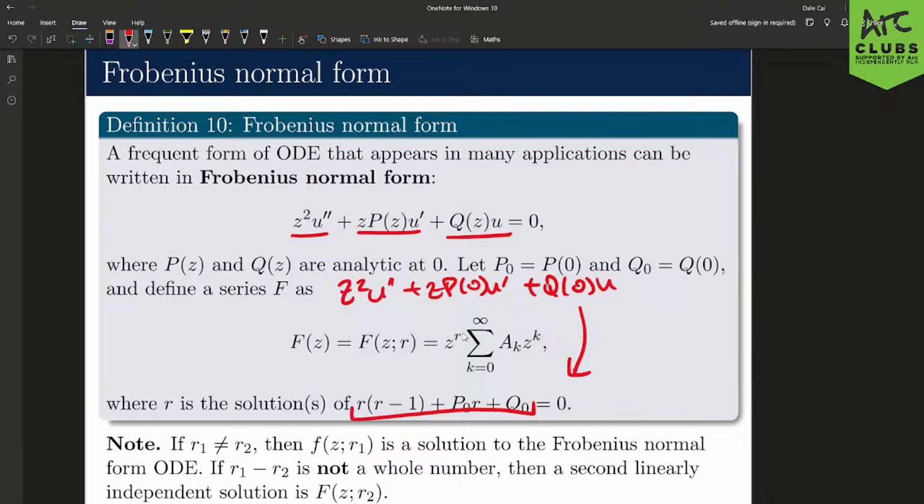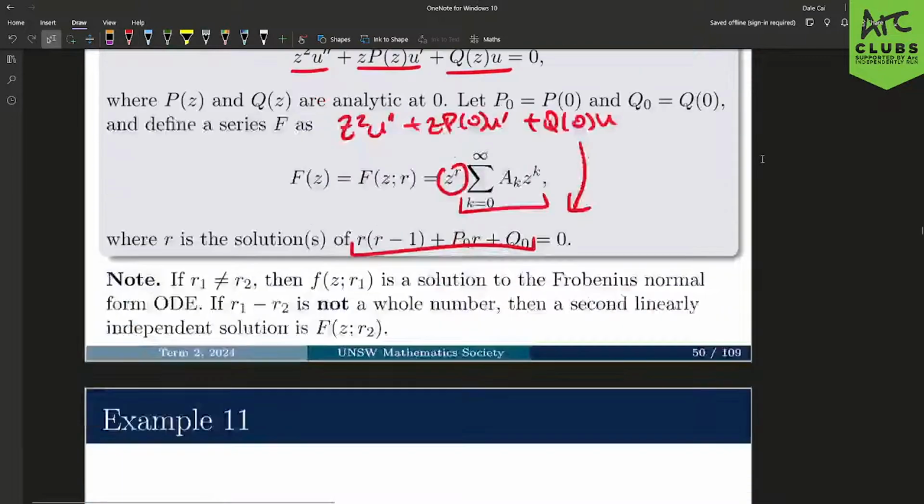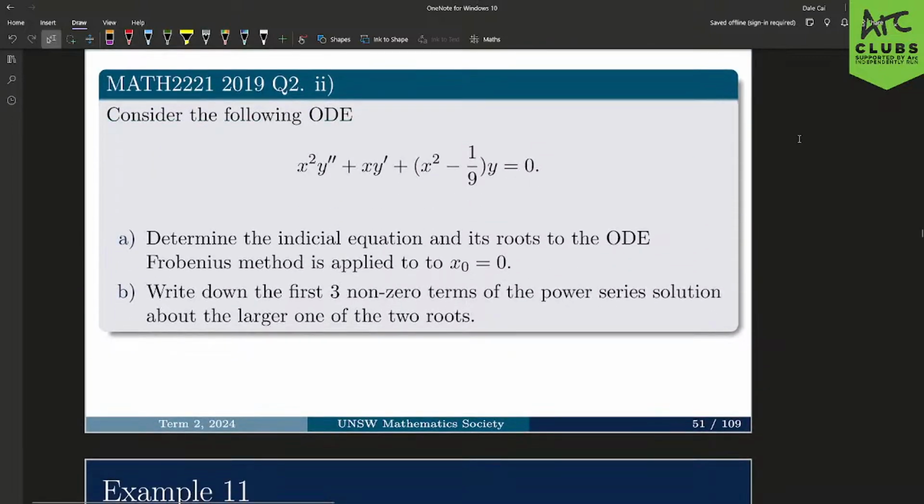From there, we guess the solution z to the r, which was the solution to the Euler-Cauchy, times a power series. So for this ODE, determine the indicial equation and its roots for the Frobenius method, which is applied at x0 equals 0.